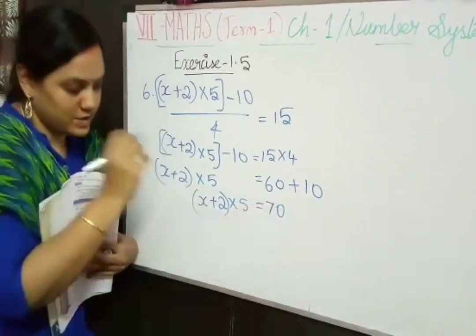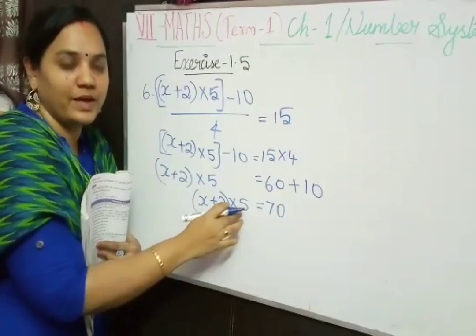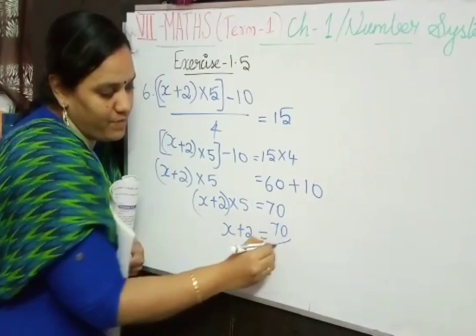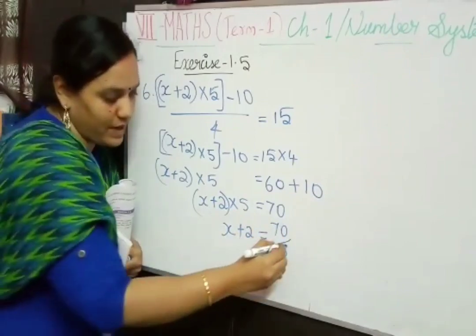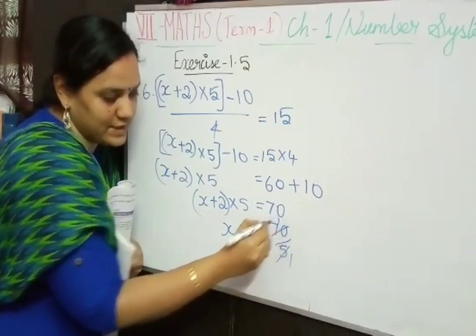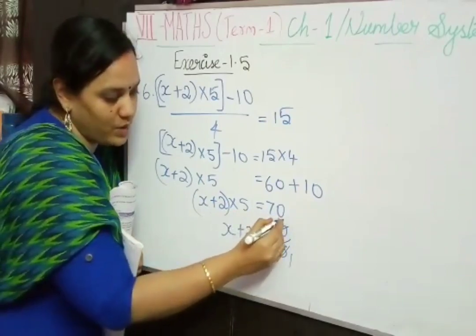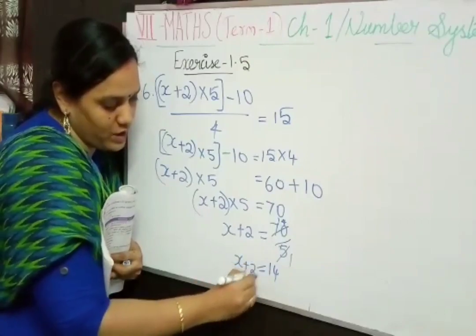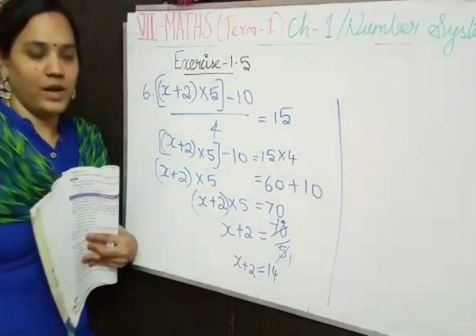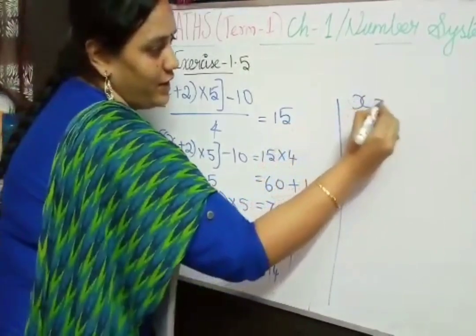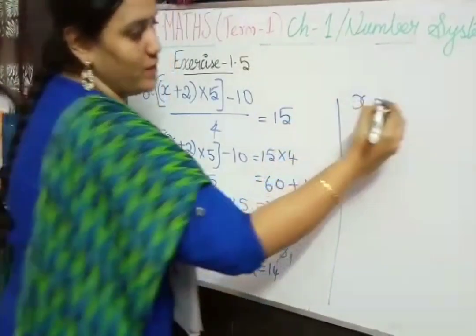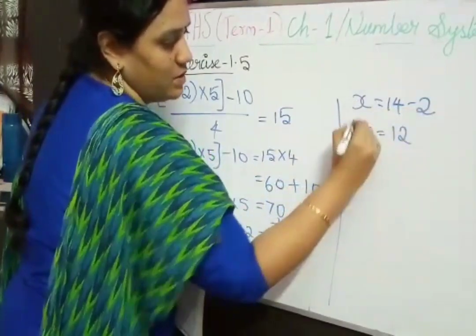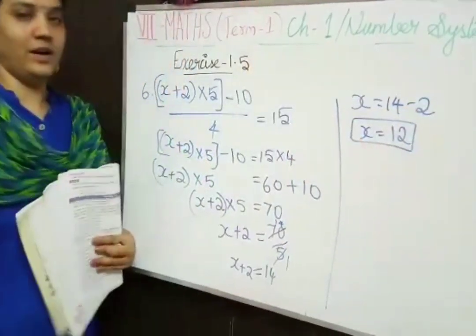Am I correct? So now I am taking this multiplication of 5 to the other side. So it will come as 70 divided by 5. So I am cancelling out: 1 5s are 5, 1 5s are 5, balance 2, 2 0 20, 4 5s are 20. So this is 14. x plus 2 equal to 14. Okay, now what is the value of x? x equal to, this plus 2 will go that side as minus 2. So x value is 12. So this is your answer.